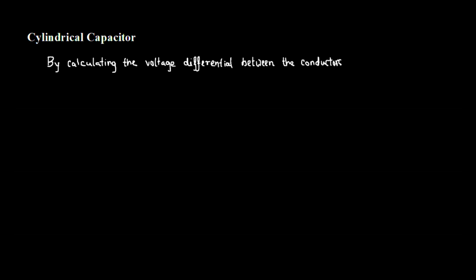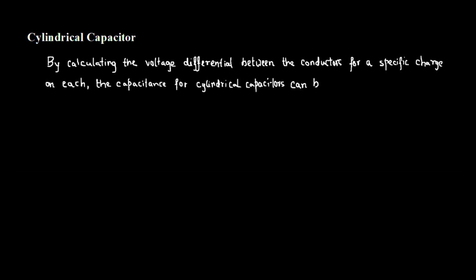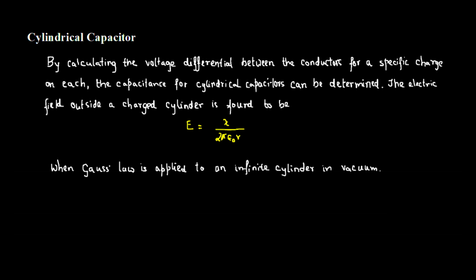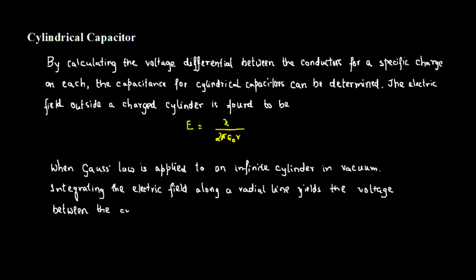Cylindrical capacitor. By calculating the voltage differential between the conductors for a specific charge on each, the capacitance for cylindrical capacitors can be determined. The electric field outside a charged cylinder is found to be E equals lambda over 2 pi epsilon naught times R, when Gauss's law is applied to an infinite cylinder in vacuum. Integrating the electric field along a radial line yields the voltage between the cylinders.